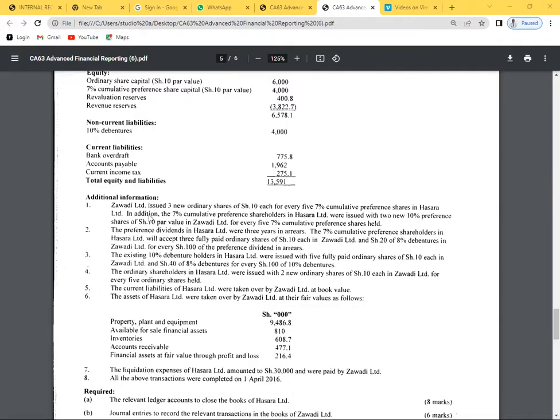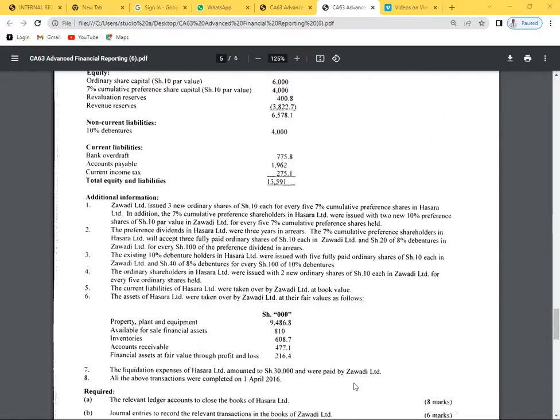So ladies and gentlemen, listen here. We are trying to do a reconstruction. We are trying to negotiate. Like now here, we are trying to talk to our preference shareholders, so we are trying to calculate how much we give them. In note number one, we are told this company called Zawadi, the benefactor, the predator, issued 3 new ordinary shares of shillings 10 each for every 5 7% cumulative preference shares in Hasara Limited.